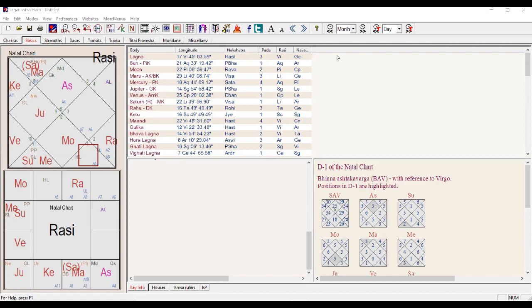Sir, can you please repeat it? Yes. Sir, do you not consider the fifth house from the Moon? Not now, okay. But you have to consider the fifth house from Moon when you predict transit events.